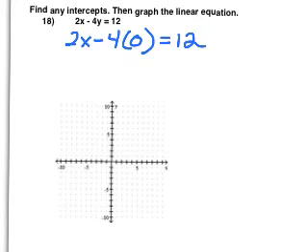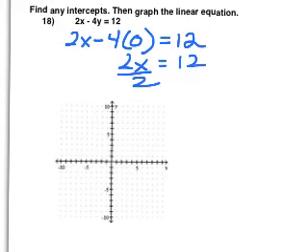Okay, 4 times 0, that eliminates the y term, so we have 2x equals 12. Divide by 2, divide by 2, x equals 6. So the x-intercept is when x equals 6. So we'll put that point in. Okay, now we'll find the y-intercept.